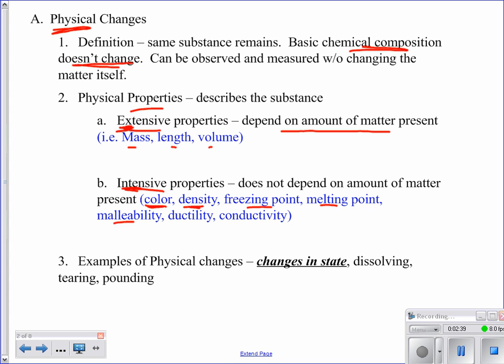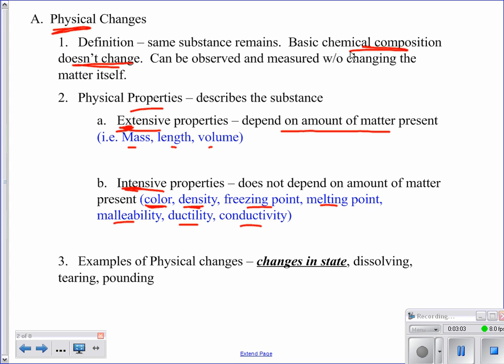Malleability, that's the ability to be hammered into sheets. So metals are very malleable. Ductility, that's the ability to be pulled into wires. Again, metals are very ductile. Conductivity, in other words, the electrons flowing within a substance. So all of those are going to be our physical properties, and more specifically intensive physical properties.